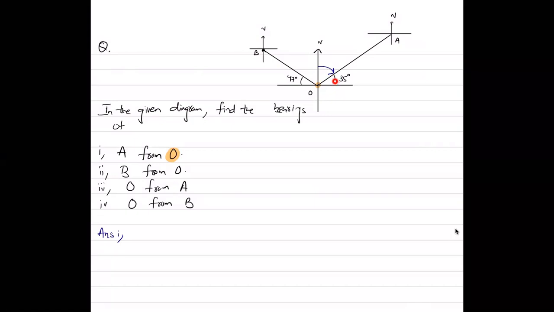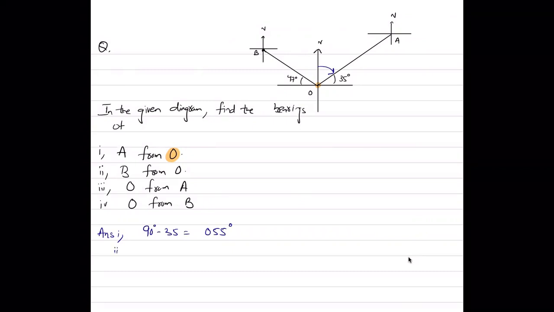If this is 35 and I know that this is a horizontal line, what is this angle going to be? What is the angle between north and east? Is it 90 degrees? It'd be 55. Yes. So you are going to do 90 minus 35, and that is 55. So the bearing of A from O is 90 degrees minus 35, that is 55. But as a bearing, you are going to state it as 055.